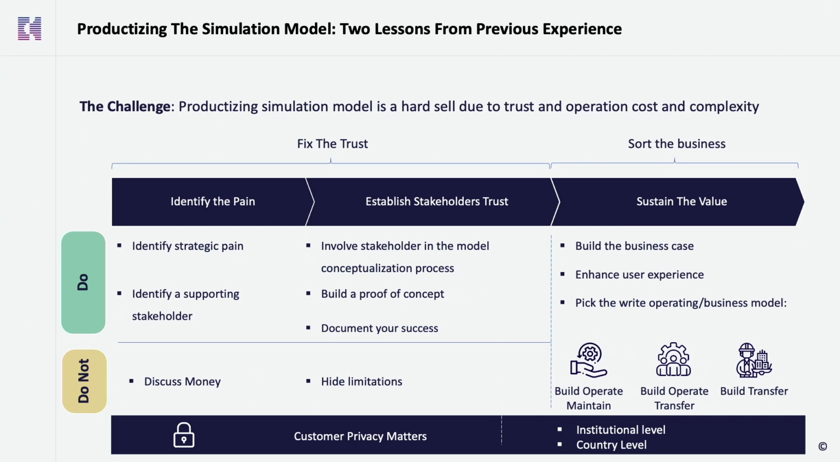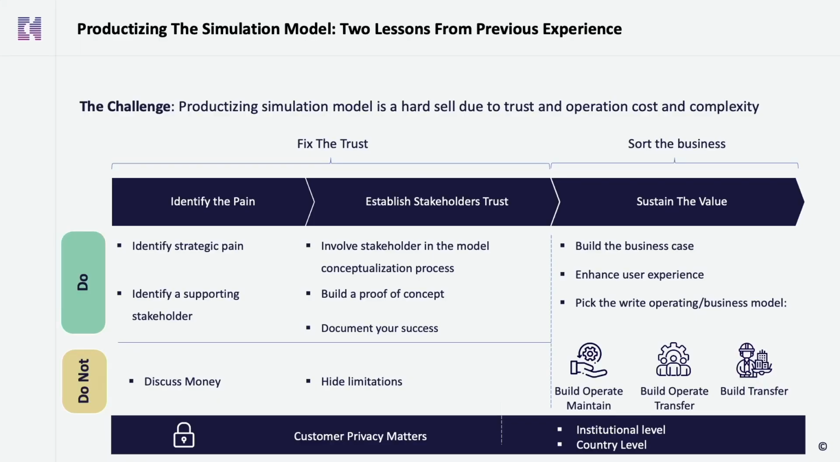So in Lean, we built over 30 models for different clients, and we found it to be challenging to productionize some of the simulation models due to multiple reasons. One of them could be trust and capabilities, that it would actually help them in taking the right decisions, or the cost of the operation for them to operate such models. So these are a few lessons that we learned throughout the years.